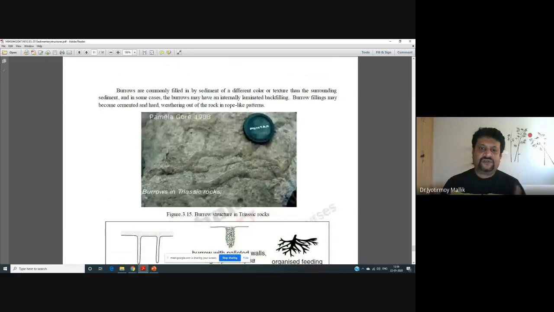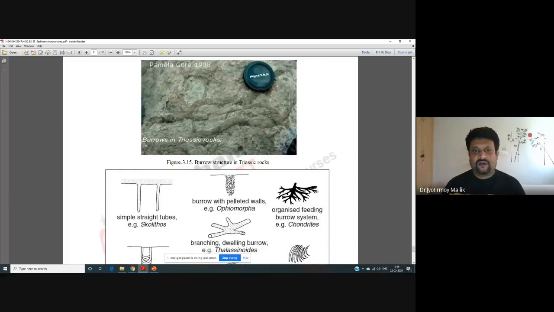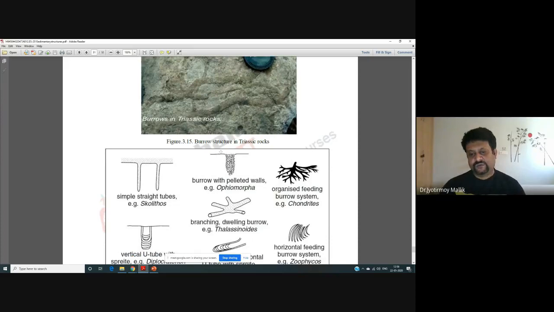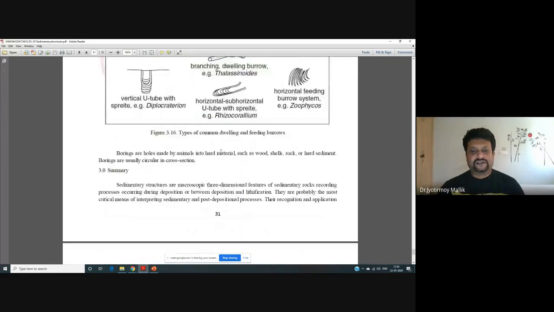Burrows and borings. If there is a soft sediment on which, say, a crab makes its house and lives, they are actually preserved. So they are called burrows, preserved as sedimentary structure. If the same is done on a hard rock, we call them borings. So burrow is typically referred to when the sediment itself is softer, it's sediment still. But if it is a hard rock in which a particular organism makes its house, we call them borings. And they are also preserved as sedimentary structures or primaries.